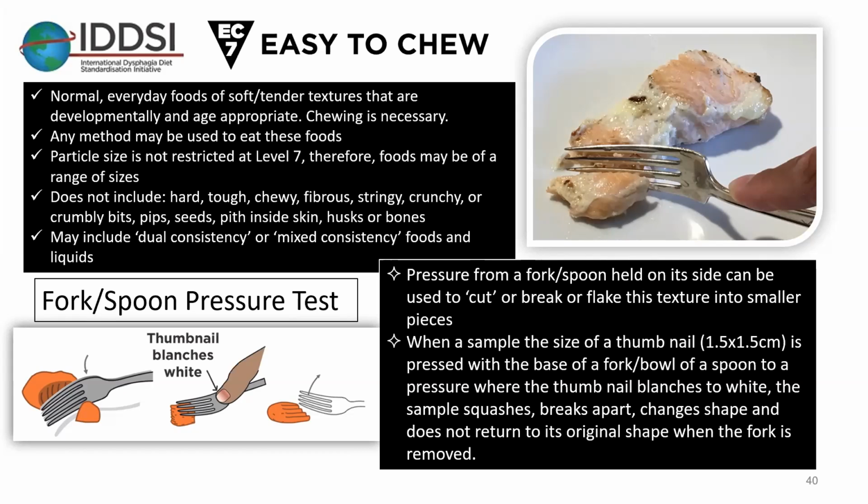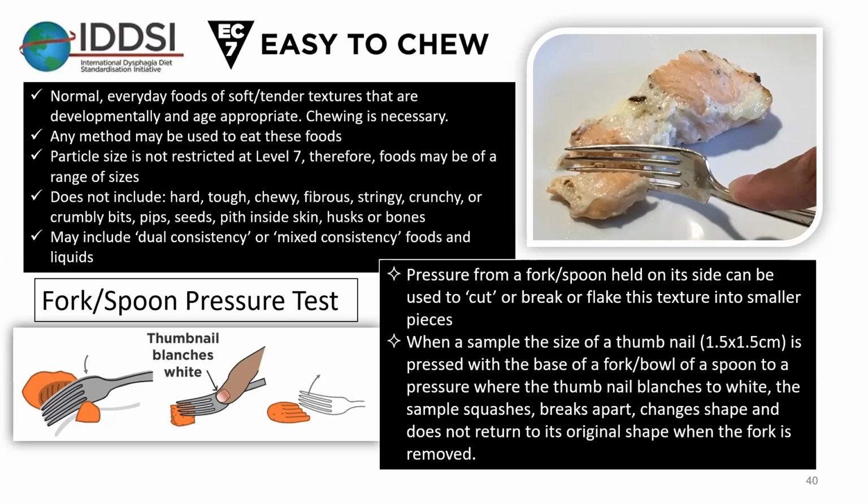But okay, let's talk about this level 7 easy to chew. So what is this? This easy to chew level 7 is a subcategory of the regular level 7. And this subcategory was created following a global request to have a category for softer foods for people who have mild issues with oral processing or show some slight fatigue during chewing.